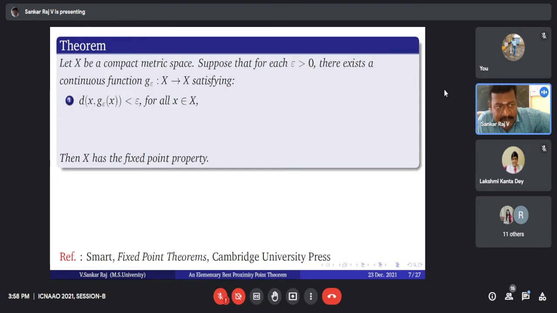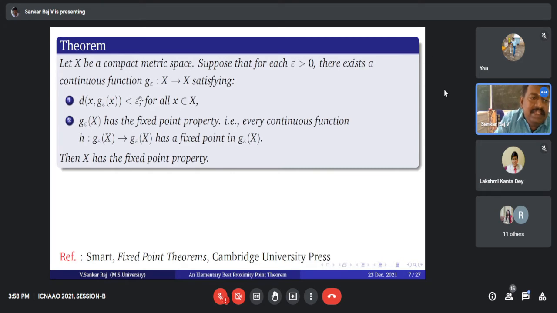The first condition is that the distance between x and g epsilon of x is strictly less than epsilon for any x belonging to capital X. And the next condition is this: the image of X under g epsilon has a fixed point property. That is, every continuous function h from g epsilon of X to g epsilon of X has a fixed point in g epsilon of X. So these are the two assumptions we are making. If these two assumptions hold, then any continuous function f from X to X has a fixed point.